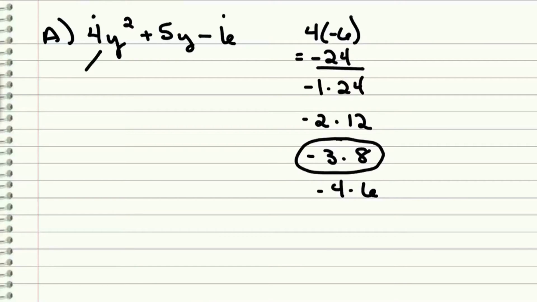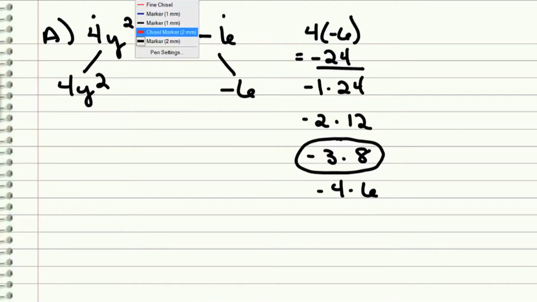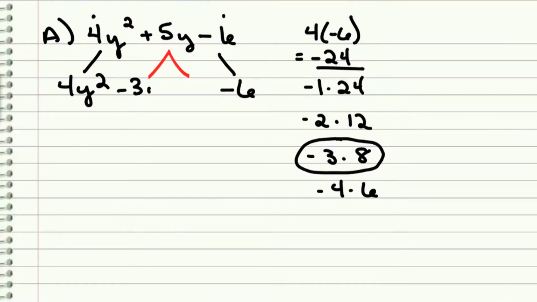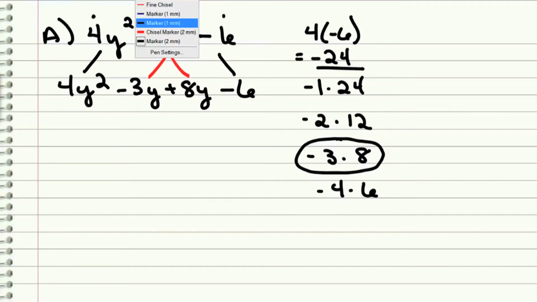So we're going to keep the 4y squared. We're going to keep the negative 6, but we are going to split that 5y into 2 like terms using the negative 3 and the positive 8. Now we've done the multiply and the split, it's time to group now that we have 4 terms.